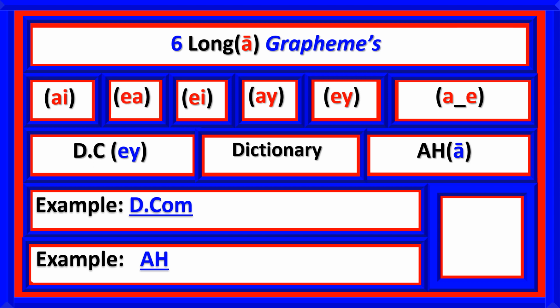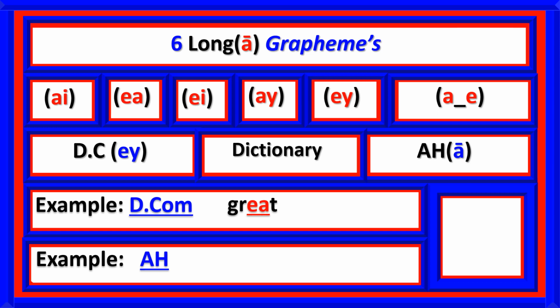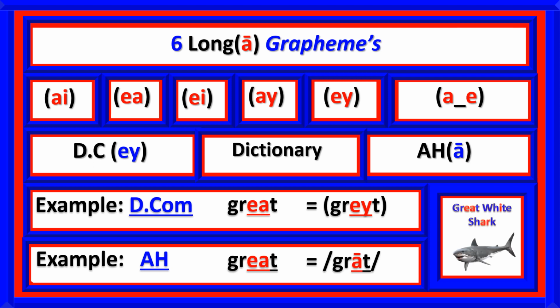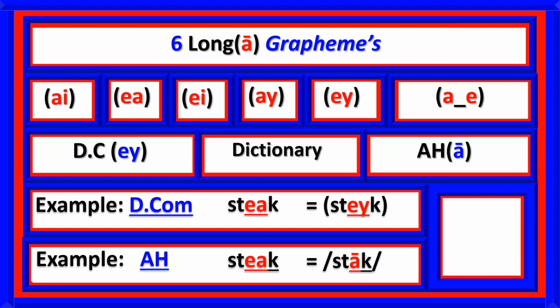Okay, next one, we're gonna do the EA, okay? Break. Don't be breaking no bottles. Don't break no bottles now. Don't break them. Great white shark. Jaws. Okay. Steak. Steak for American Heritage. Juicy T-bone steak. Yum. Good eat.